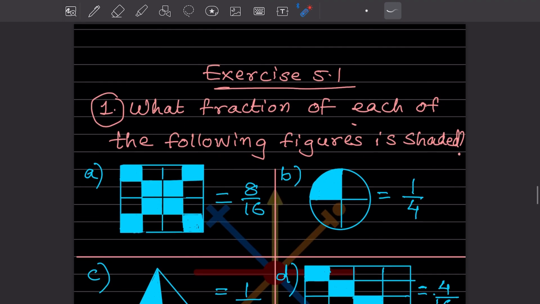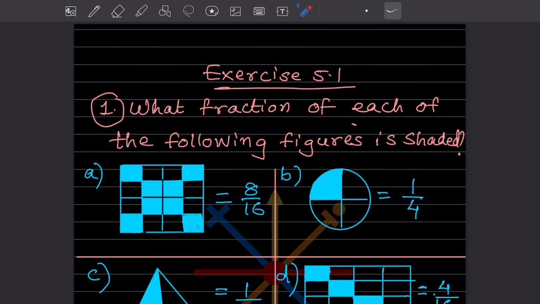So now let us go with the exercise. As I told you first, a fraction is a part of a whole, so that things will be clear in this exercise. Now see here, this is exercise 5.1, and they ask what fraction of each of the following figures is shaded. Shaded means this part is given. So 1, 2, 3, 4, 5, 6, 7 and 8. Can you see these 8 are shaded? Whatever the shaded part, you are going to write in the numerator.